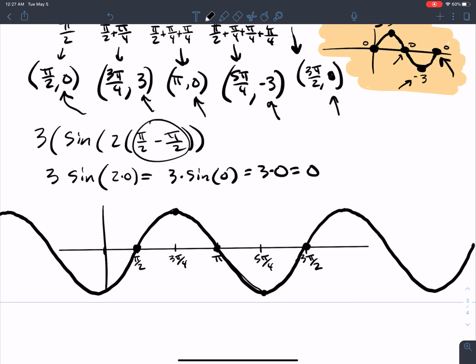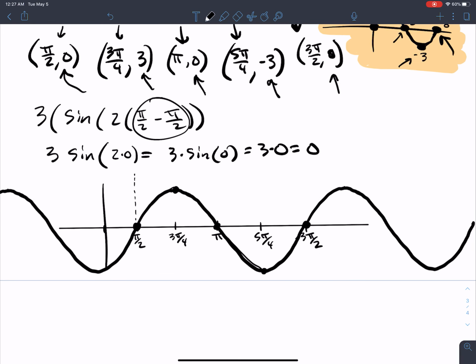And phase shift it out, okay? So as you can see, you start new periods. Your phase shift there is pi over 2, right? Your amplitude is 3, right? So that's like 3 pi over 4 comma 3. This is pi comma 0. This is 5 pi over 4 comma negative 3. And then that's 3 pi over 2 comma 0.